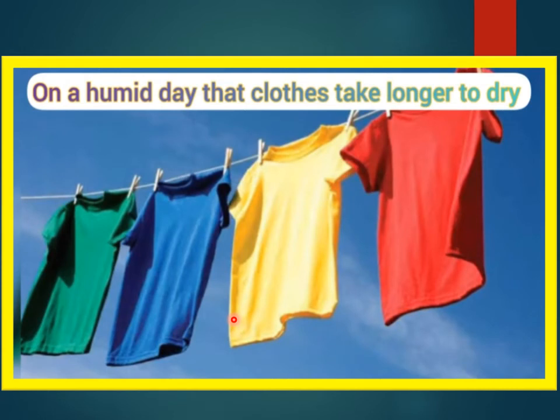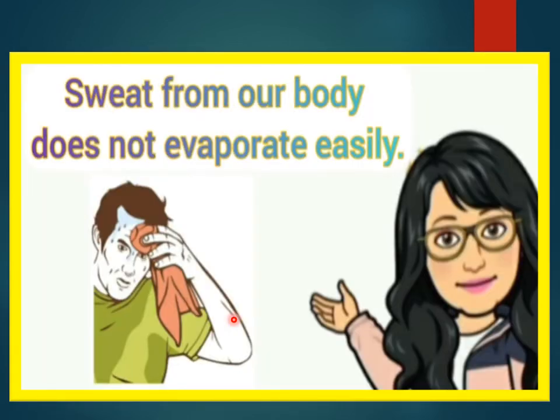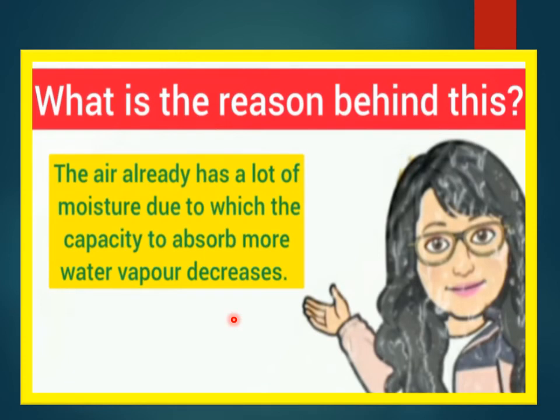So you see children, on a humid day, clothes take a longer time to dry. Why is this so? And when it is humid, we sweat a lot, and that sweat does not evaporate from our body easily. Now what is the reason behind this? Yes, the air already has a lot of moisture in it, and then it has no more capacity to absorb more vapor, and that's the reason when there is too much moisture in the air, clothes do not dry up, and when we sweat, the sweat does not evaporate easily.